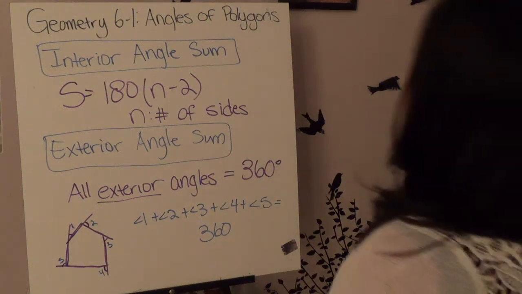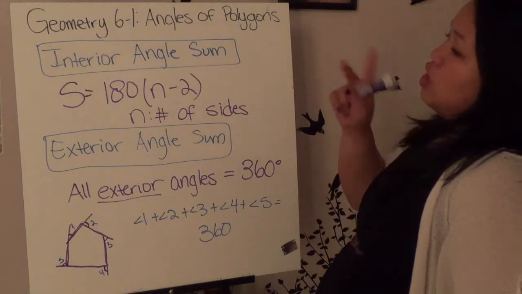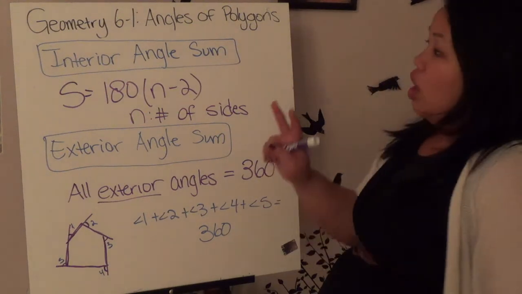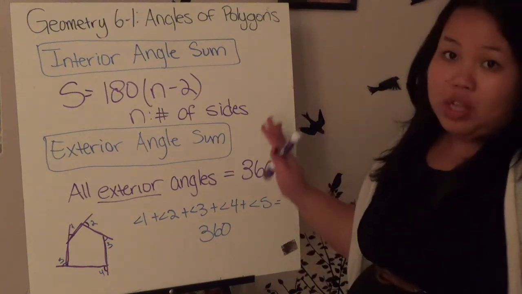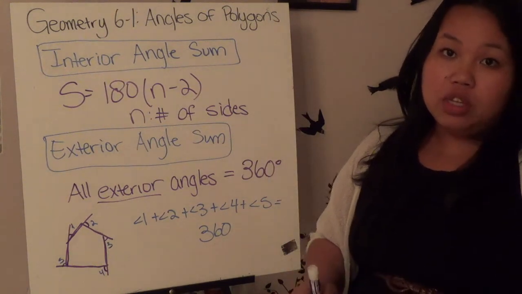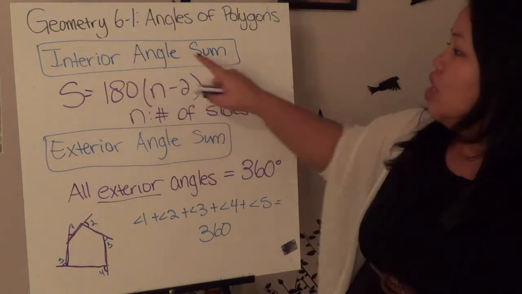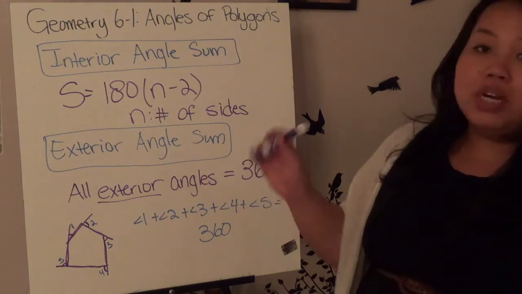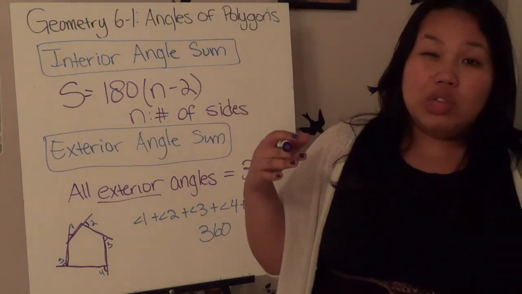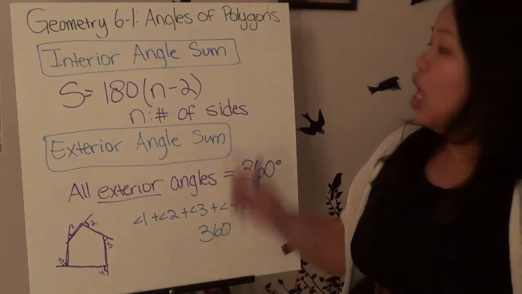In Geometry 6.1, we're dealing with angles of polygons. So basically we're dealing with two new equations, and it has to do with any polygon. This can be applied to any polygon. It's telling me the interior angle sum, which is what S represents. If I want to find how many degrees are in a certain polygon, I apply it to this.